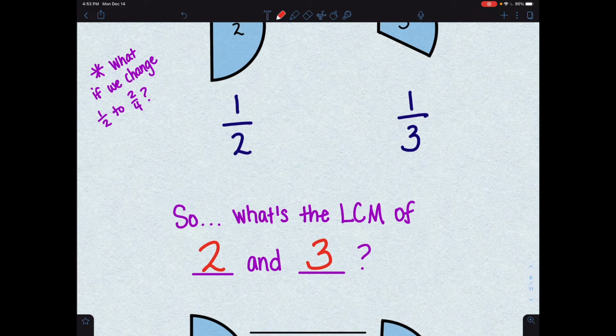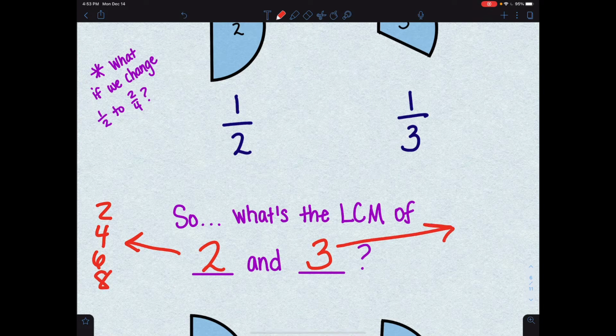Okay, so the least common multiple of 2 and 3. Now, you remember the multiples of 2. Those are the numbers that you say when you count by twos: 2, 4, 6, 8, numbers like that. And do you remember the multiples of 3? These are the numbers you say when you count by threes: 3, 6, 9, 12.